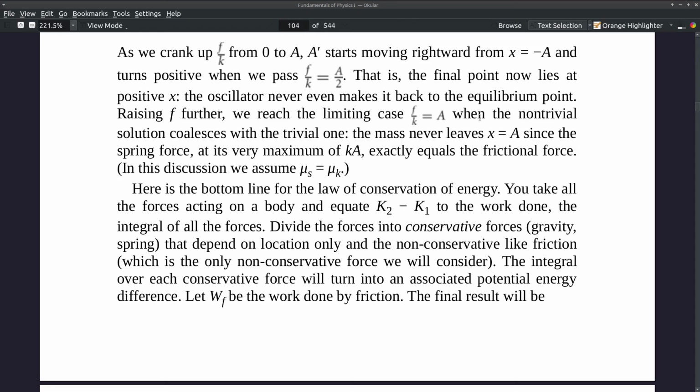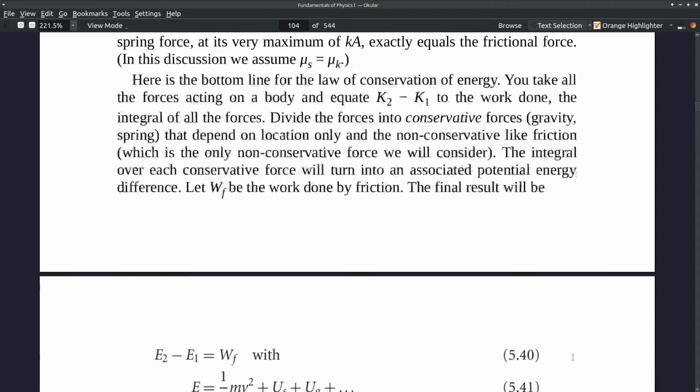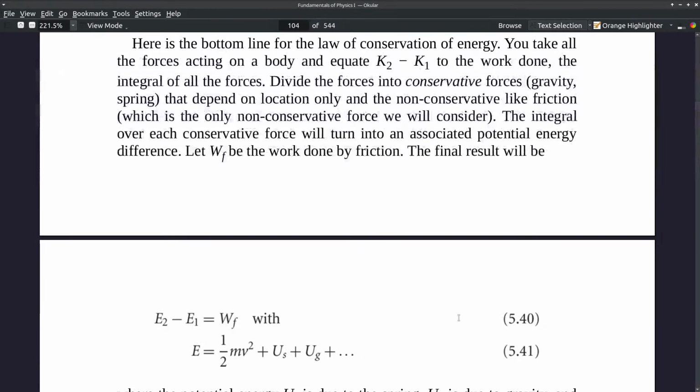So raising F further, we reach the limiting case F over k equals a, when the non-trivial solution coalesces with the trivial one. The mass never leaves the point x equals a, since the spring force at its very maximum, ka, exactly equals the frictional force. So this is where the friction's so high you never get it to move. In this discussion, we assume mu sub s equals mu sub k. So here's the bottom line for the law of conservation of energy.